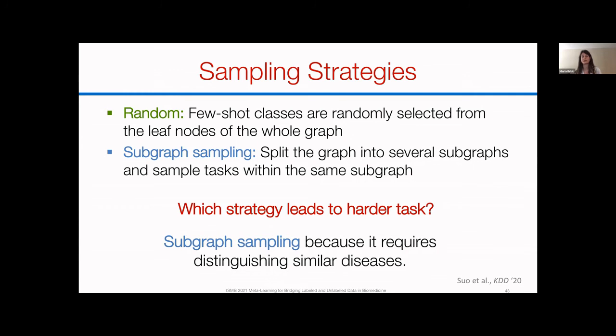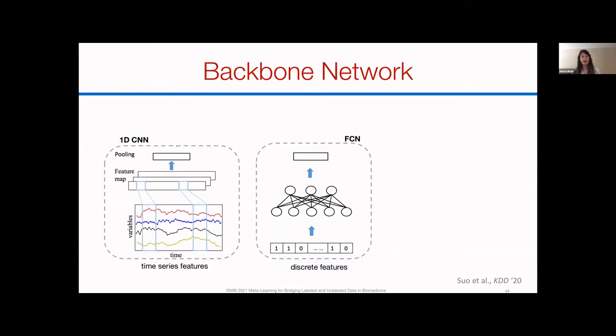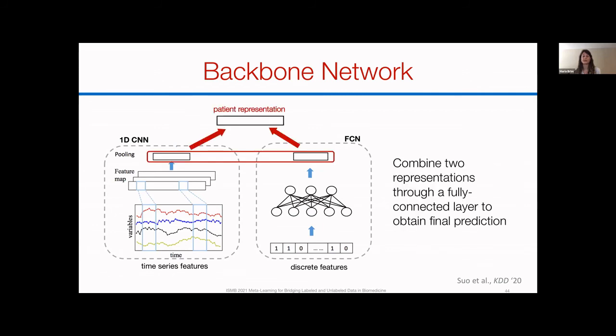And for the backbone network used, we have 2 types of features, time series features and discrete features. The backbone network consists of a one-directional convolutional neural network for sequence structure learning, which handles time series features. And then the discrete features are handled using a fully connected neural network. And then these representations are combined using one fully connected layer, and the combined features produce the final patient representation.